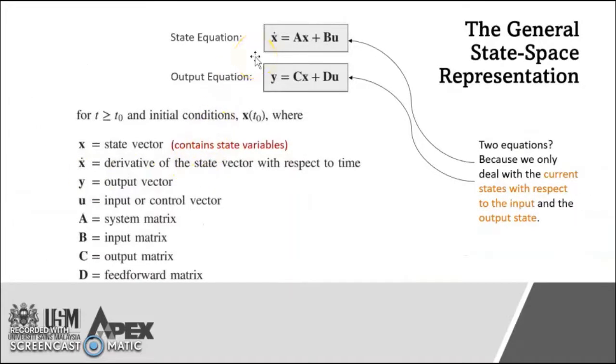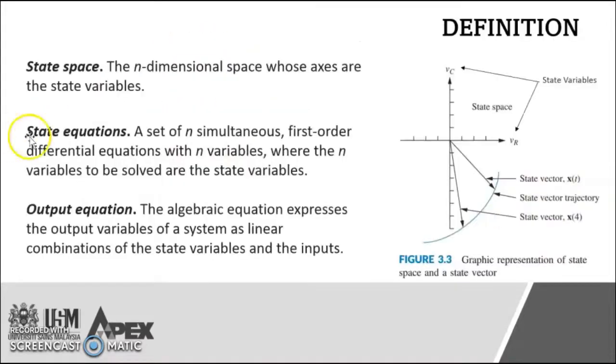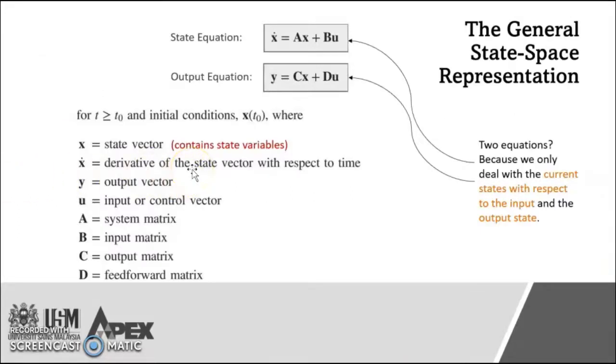Then in the state space representation, there are always only two equations, which are the state equation and the output equation. If you could see here from this definition, the state equations and the output equations. Okay, so those two are important to derive the state space representation. So why do they involve only two equations? Because we only deal with the current state with respect to the input and the output state.